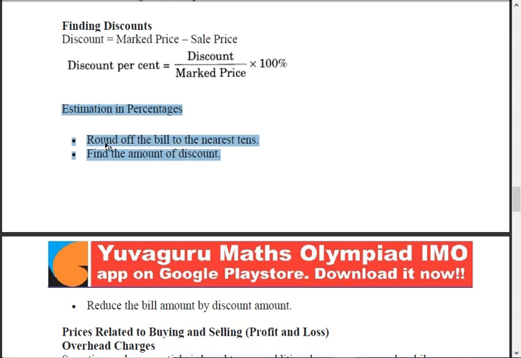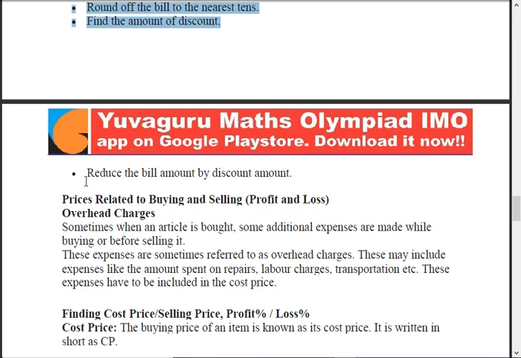Round off the bill to the nearest tens. Find the amount of the discount. Reduce the bill amount by that discount amount. Quite simple, right? Remember this first step, round it off to the nearest tens. The remaining things you will always remember. Find the amount of discount, reduce the bill by the discount amount, that's okay. First is rounding to the nearest tens, that is very important.